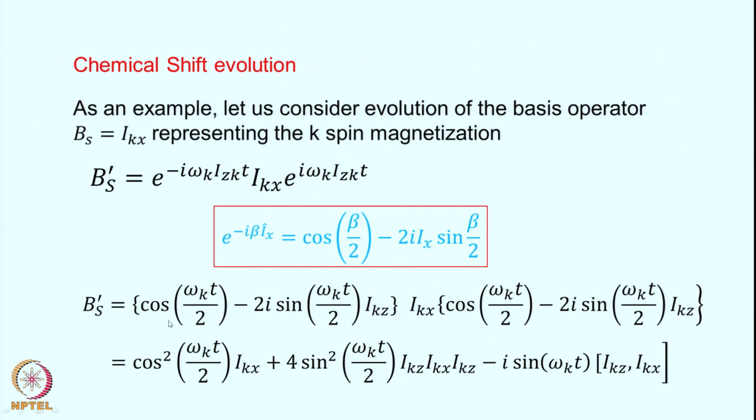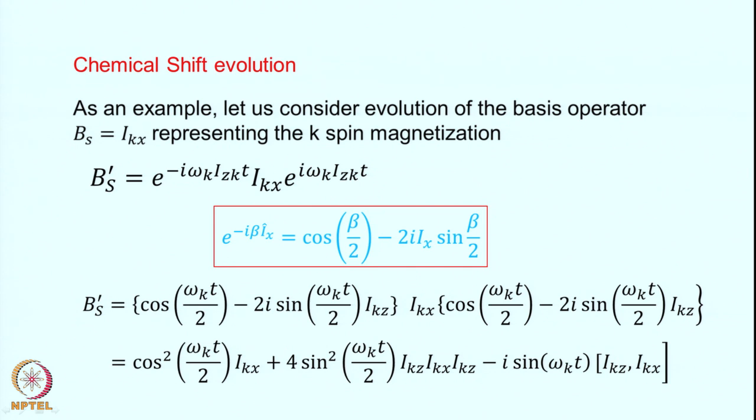So BS prime will be cosine(ωk t/2) minus 2i sine(ωk t/2) IKZ here, that is this, and then I have this IKX, that is this, and then I have this for the other side, I have cosine(ωk t/2) minus 2i sine(ωk t/2) IKZ. So let us explicitly calculate this.